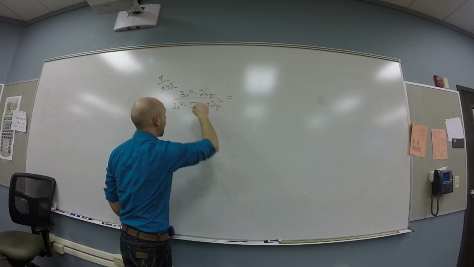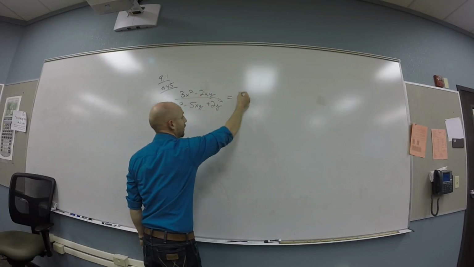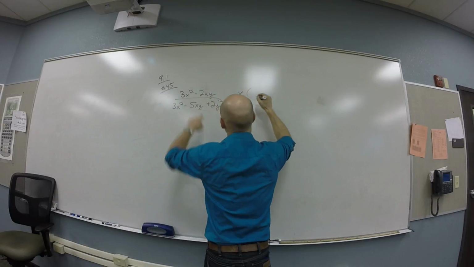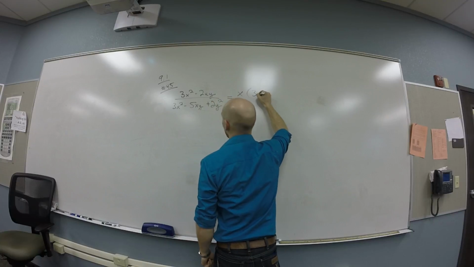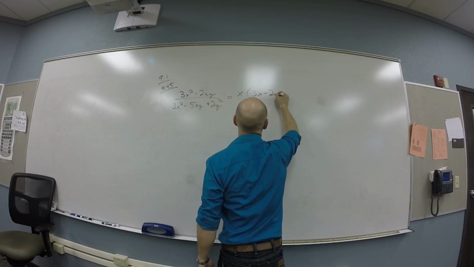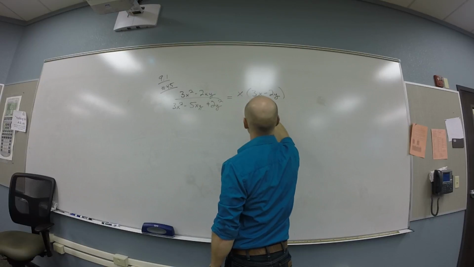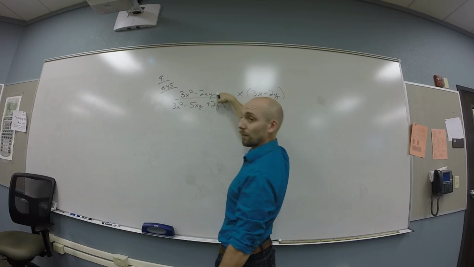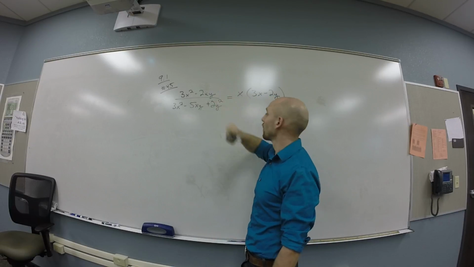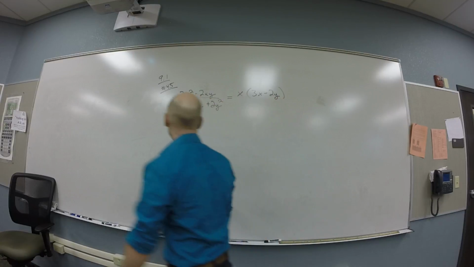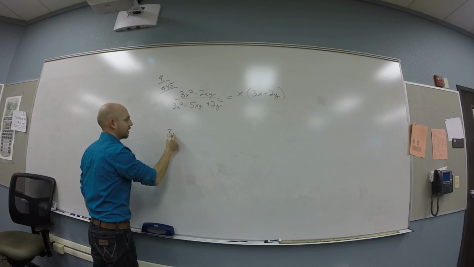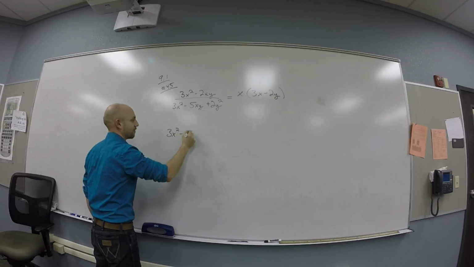So out of the top, I can factor an x, and I'll be left with a 3x minus 2y. If I distribute the x back in there, I'll in fact get back to here. So that's a good check. On the bottom, I need to run a more robust method. I need to AC factor that stuff.